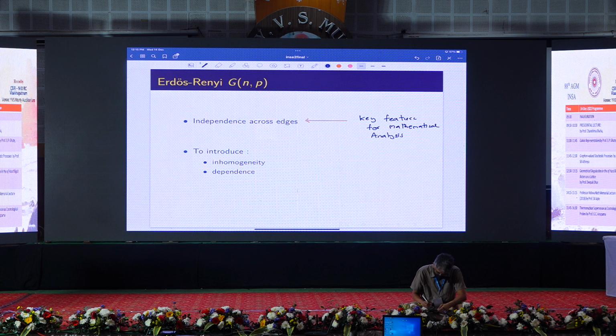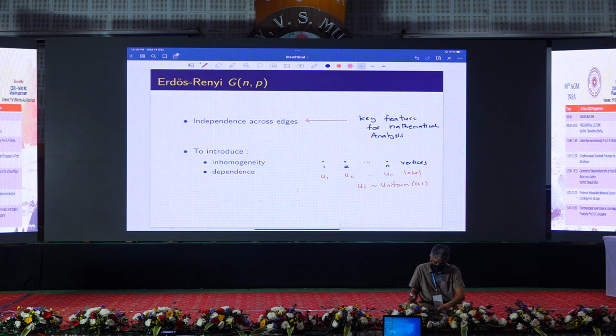A small trick. The trick is the following. You first have n vertices, so you have 1, 2, up to n. Then I give each vertex a label, so let's say u1, u2, up to un. These are the vertices, and to each vertex I give a label. Labels can be anything. For example, here I will choose uniform numbers in 0, 1. So each vertex gets a label in 0, 1.